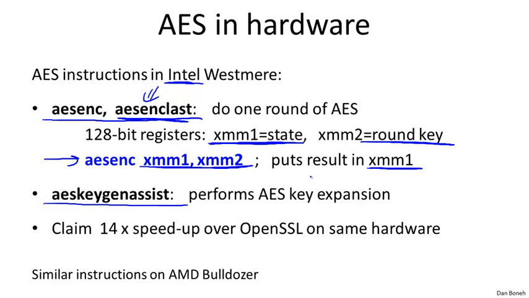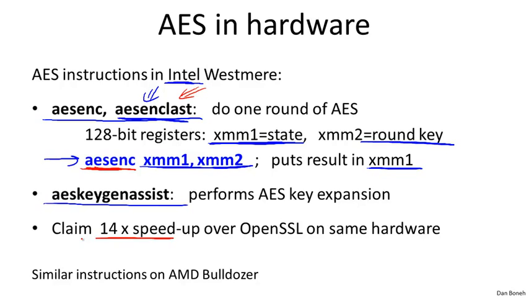As a result, if you wanted to implement the whole AES, all you would do is call AESENC 9 times, and then call AESENCLAST 1 time, and these 10 instructions are basically the entire implementation of AES. That's it. It's that easy to implement AES on this hardware. And they claim, because these operations are now implemented inside the processor, that they can get a 14x speedup over an implementation running on the same hardware but implementing AES without these special instructions.